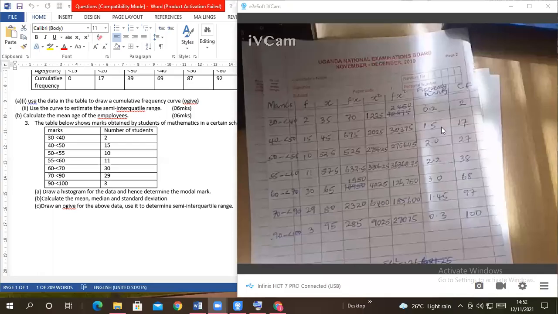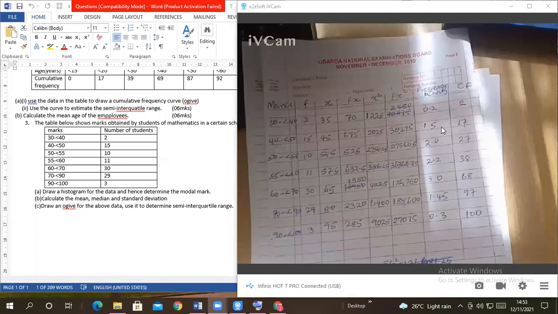These are class limits. How would you know that? You look at the marks, or the scores, or the age. If they are continuous, then they are class boundaries. If they are not continuous, they are not class boundaries. Treat them like class limits.